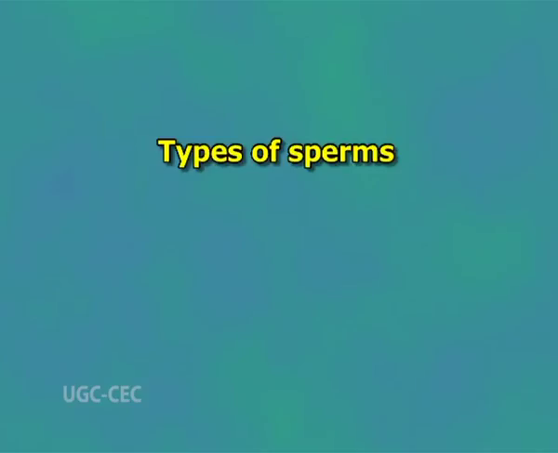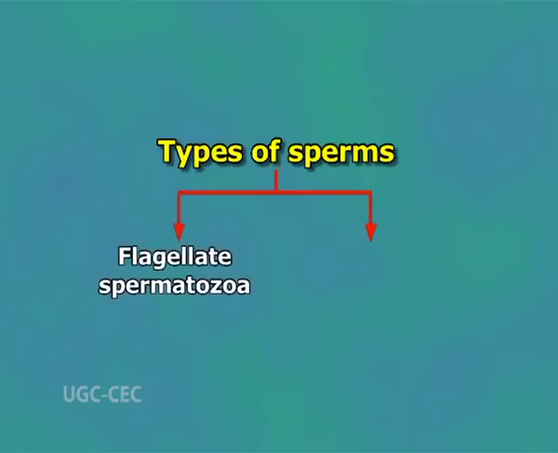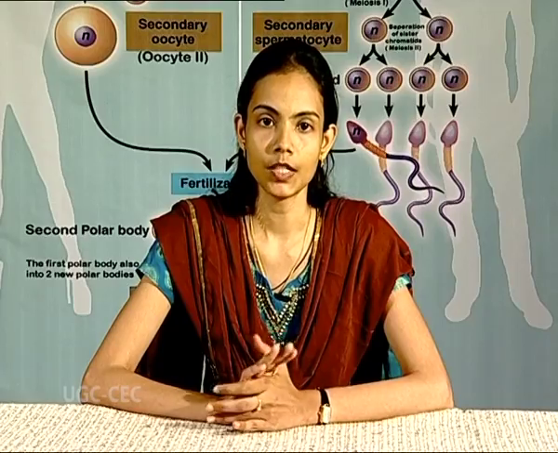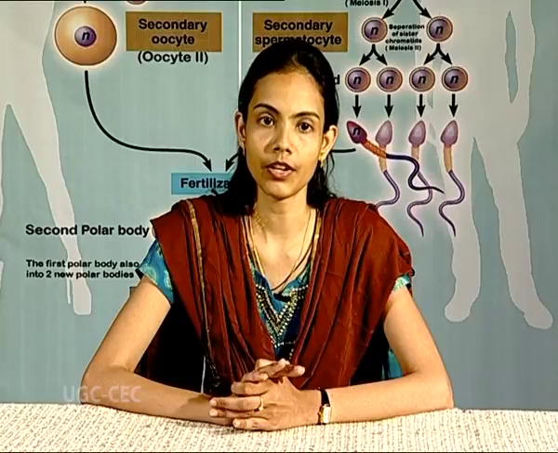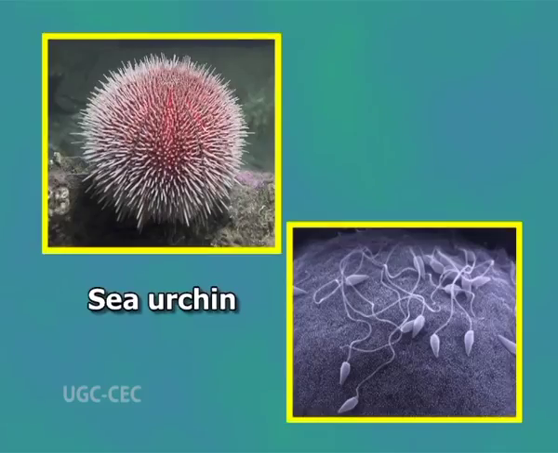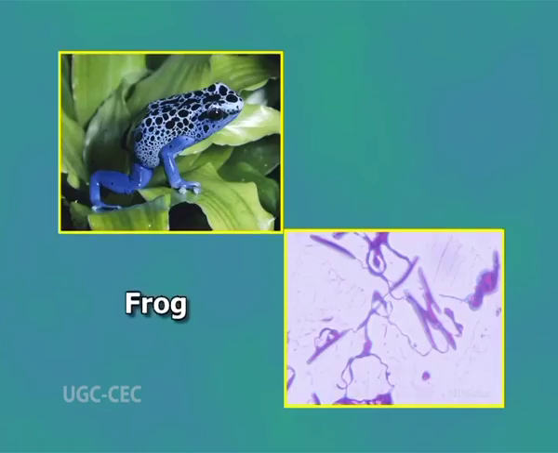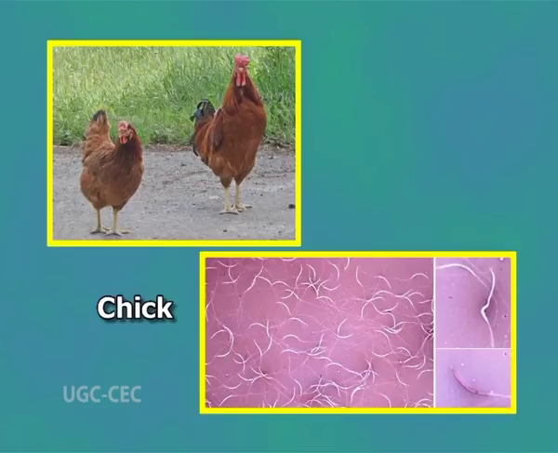Types of sperms. Sperms are of two types: flagellate spermatozoa and non-flagellate spermatozoa. Flagellate spermatozoa. Flagellate sperms contain one or two flagella. Example: sea urchin, amphioxus, sturgeon, frog, turtle, chick and man.